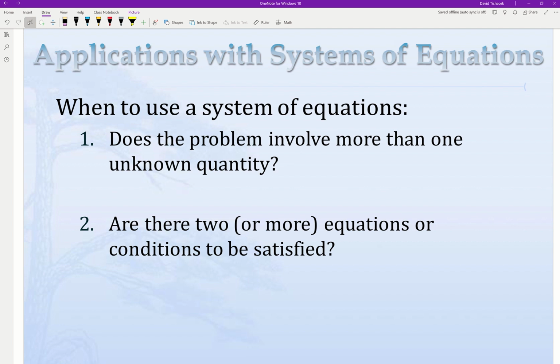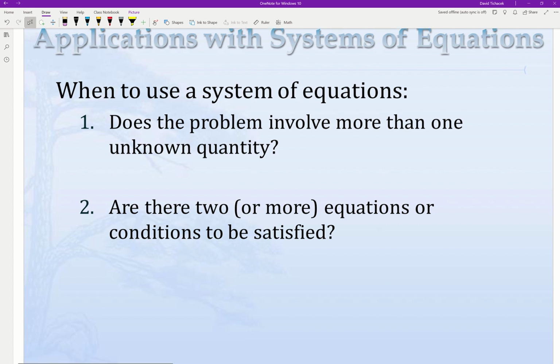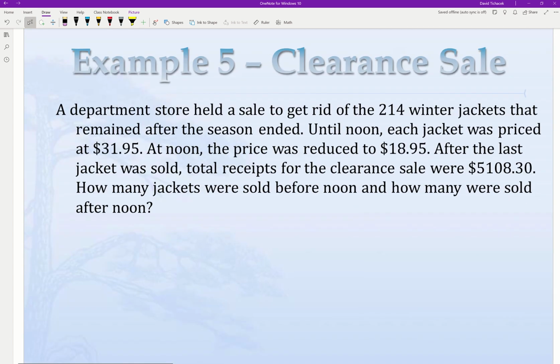The second thing is, are there 2 or more equations or conditions to be satisfied, right? Like you might have a problem that asks you about a certain number of total dollars together from two accounts, and then you might have another thing in the problem where it says that this account earns this interest, this other account earns this other amount of interest, and so we might have to have two equations, one that talks about the total number of dollars and the other that talks about the total amount of interest that you accrue, okay? That's just one example. We're going to notice a couple of different examples here as we move on, and let's go ahead and take care of that, right?